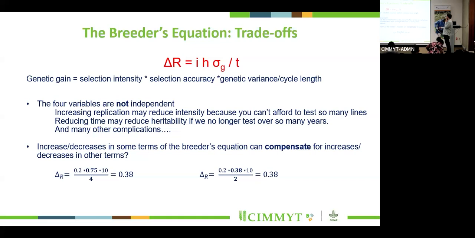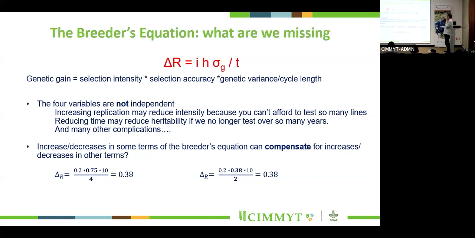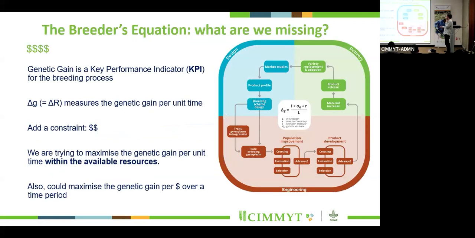I think I've got something wrong in there. Anyway, the point is you can put it in the Breeder's equation and compensate it. But there's a key thing we're missing in all of this. We could use the Breeder's equation to make predictions, it's very straightforward to put the numbers in. But what we're missing is this.